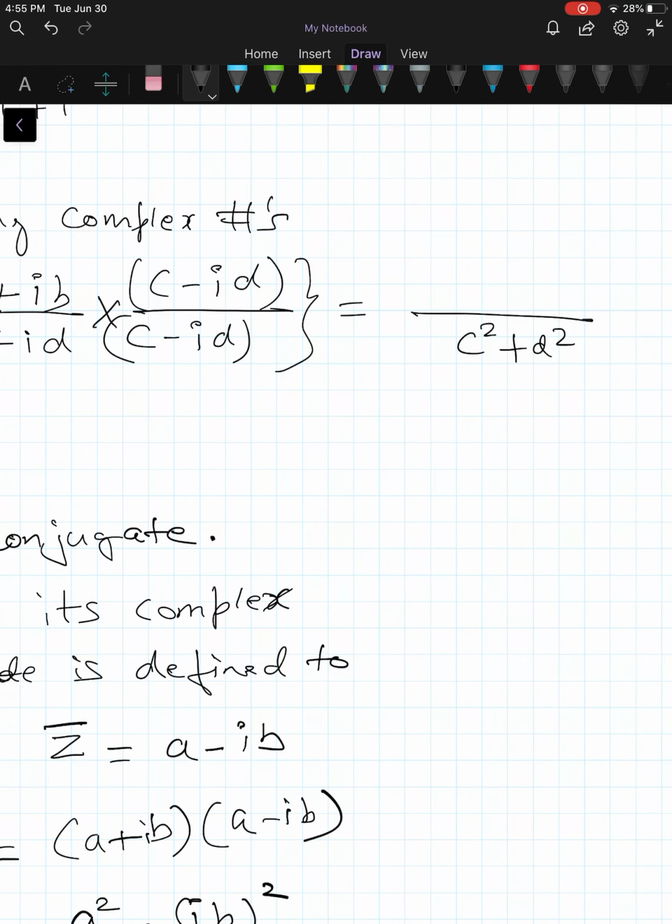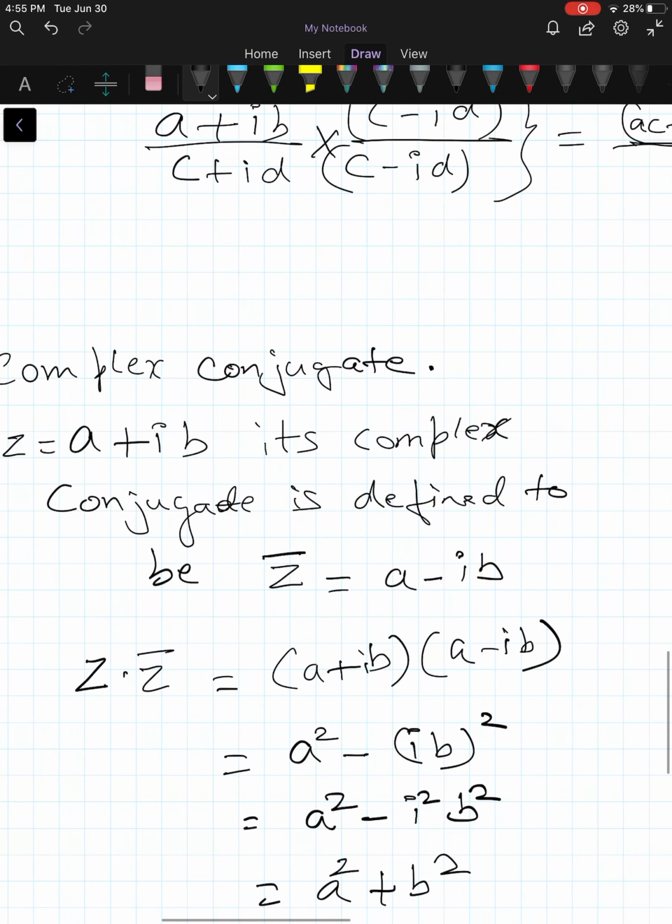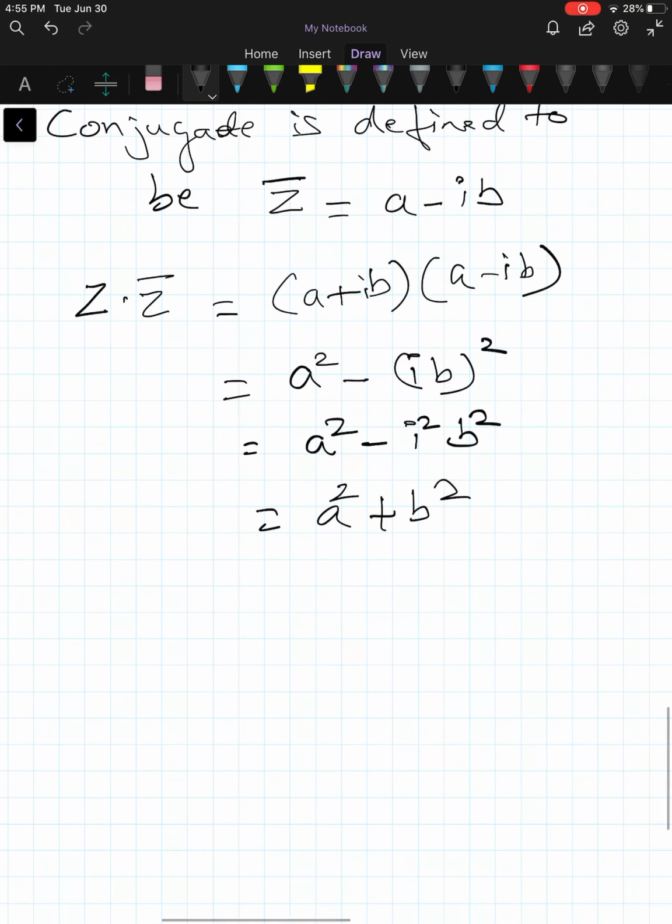So c square plus d square, and the numerator will be nothing but the multiplication of two complex numbers. So it is ac plus bd, plus bc minus ad times i. So this is how you simplify or find the quotient of two complex numbers. Okay, let us do a problem for this.